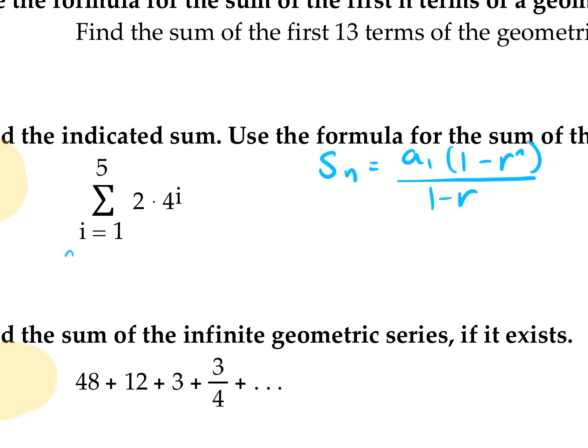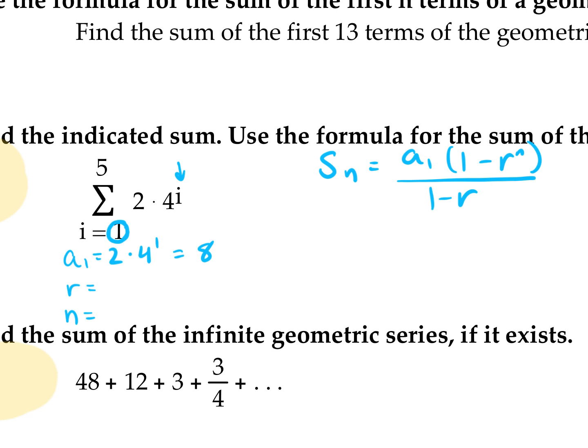So I need to figure out what a sub 1 is, what my ratio is, and how many terms we have. How would I find a sub 1? Plug 1 in. 1 is the first number that it gives us, so whatever the starting point is, that's the number we plug in to the variable there. So this would be 2 times 4 to the power of 1. 2 times 4 would be 8. So a sub 1 is 8.